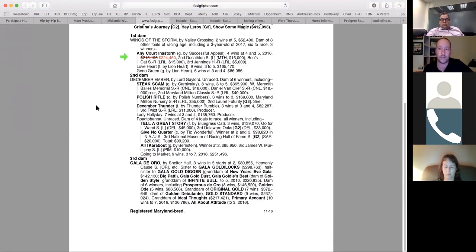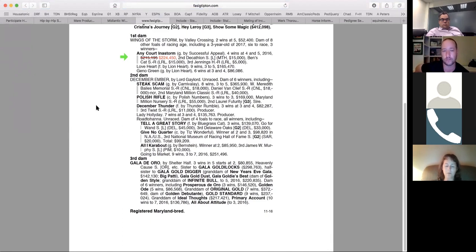So half siblings would be Participate and any of the three horses right there, Any Court in a Storm, Love Heart, and Gino Green. Participate is a half sister to all three of those horses because they have the same dam, Wings of the Storm, but they have different sires. Participate is by Include, Any Court in a Storm is by Successful Appeal, and Love Heart and Gino Green are both by Lionheart. That makes Love Heart and Gino Green full siblings as opposed to half siblings because they have the same dam and the same sire.